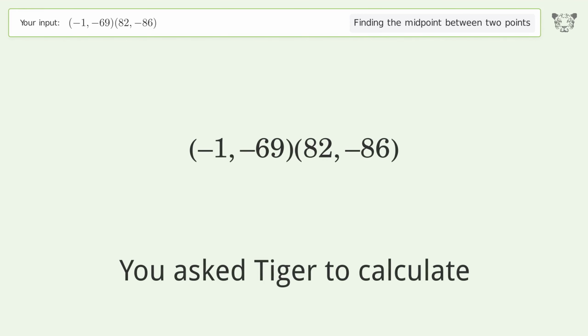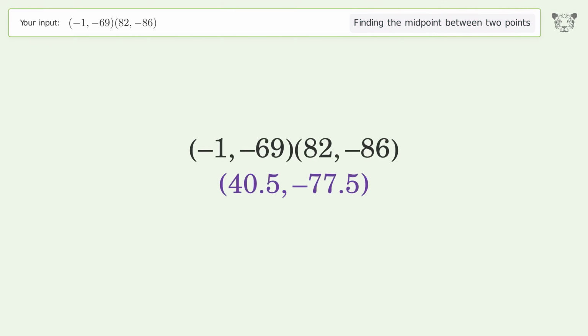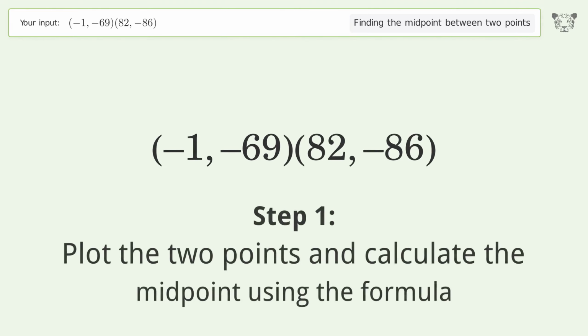You ask Tiger to calculate. This deals with finding the midpoint between 2 points. The midpoint between the 2 points is 40.5, negative 77.5. Let's solve it step by step. Plot the 2 points and calculate the midpoint using the formula.